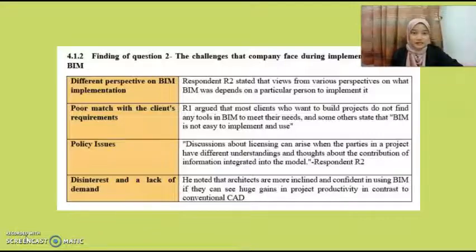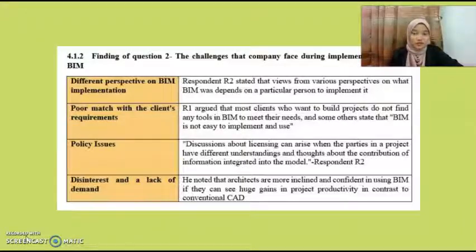Third, policy issue. Discussion about licensing can arise when the parties in a project have different understanding of the contribution of information integrated into the model. He explained that the current process of BIM to ensure the accuracy and updating of BIM data was a risk.